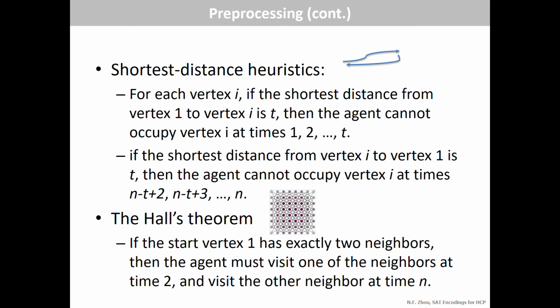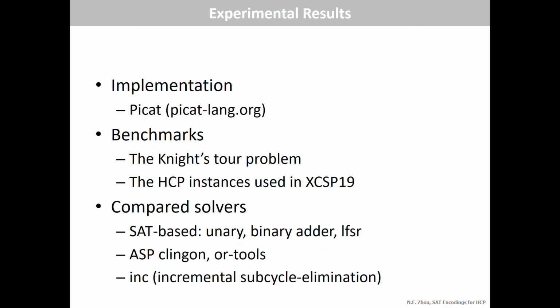There is another technique which is similar to the host theorem. If the start vertex 1 has exactly 2 neighbors, then the agent must visit one of the neighbors at time 2 and visit the other neighbor at time n. The knight's tour problem falls into this case if the start vertex is one of the corners.